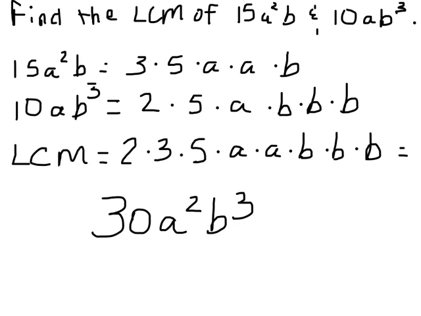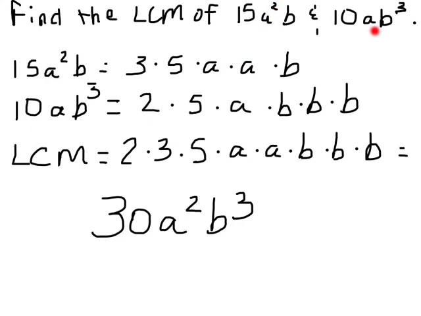Alright, here I've done one for you. Follow along with me. Find the LCM of 15a squared b and 10ab cubed. So 15 is 3 times 5 and 10 is 2 times 5. So I know I'm going to be using 2, 3, and 5. I only have each one of them to the first power, so 2 times 3 times 5 is 30.